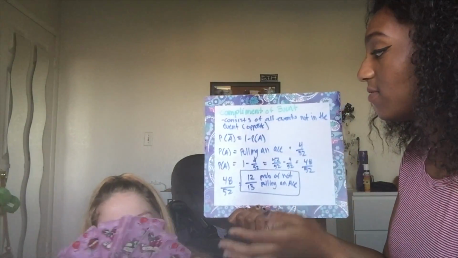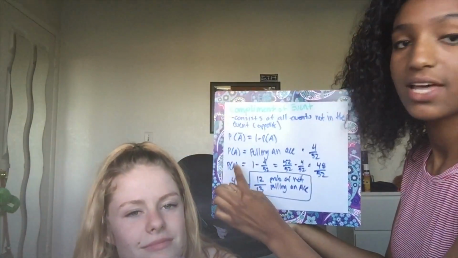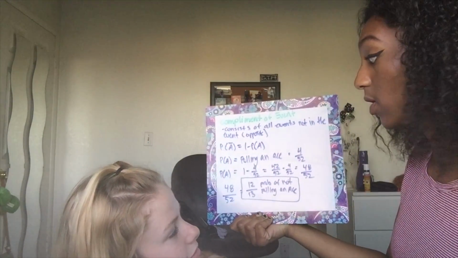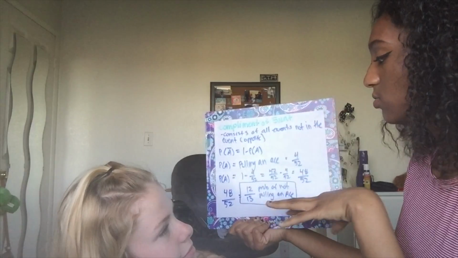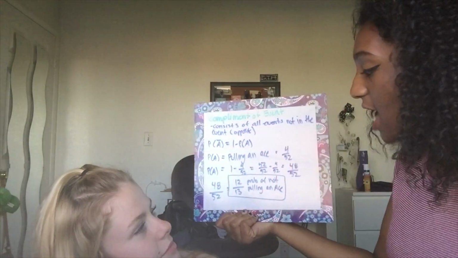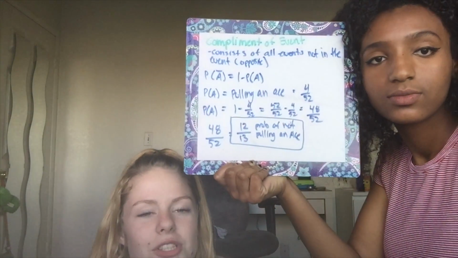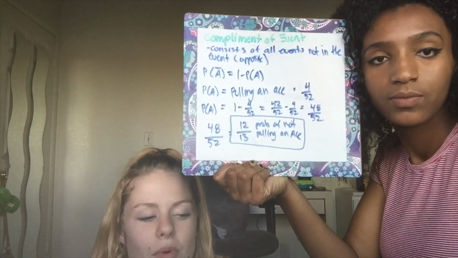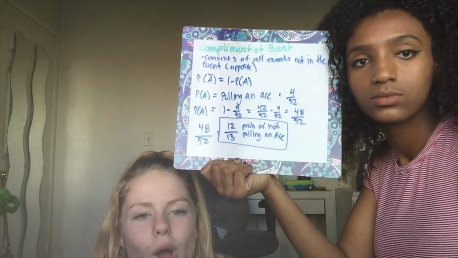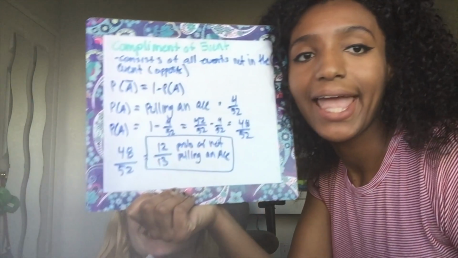But the complement of that, oh, I forgot, pretend there's a little line there, would be 1 minus 4 over 52, so we could just do the work and get our probability of not pulling an ace. It's basically like taking whatever fraction you start out with and getting it to 1. Your answer should be able to add to the original problem and get 1.